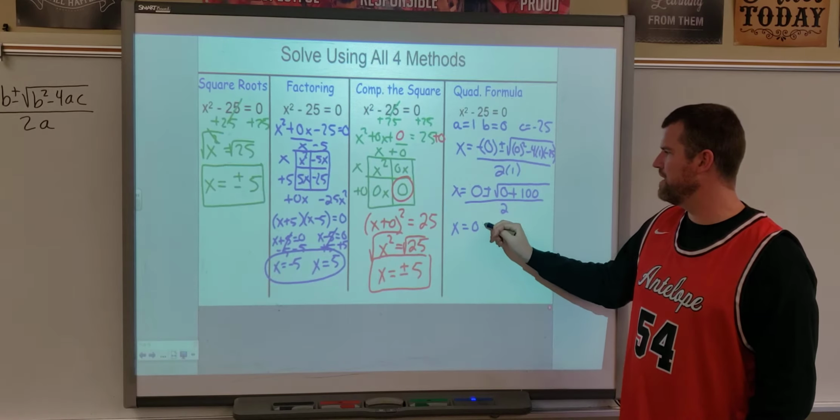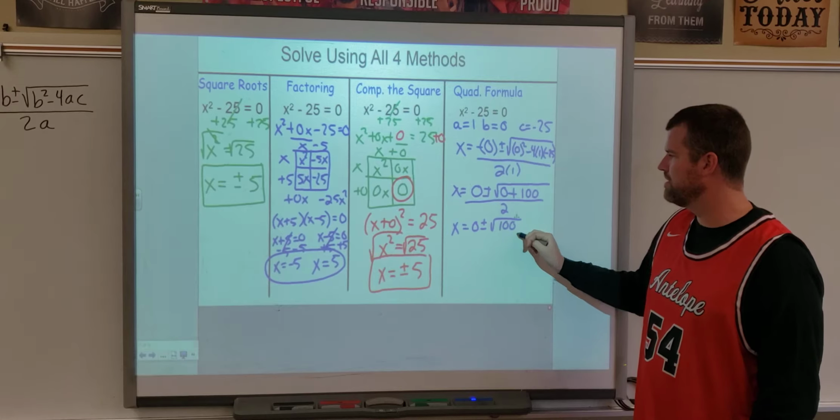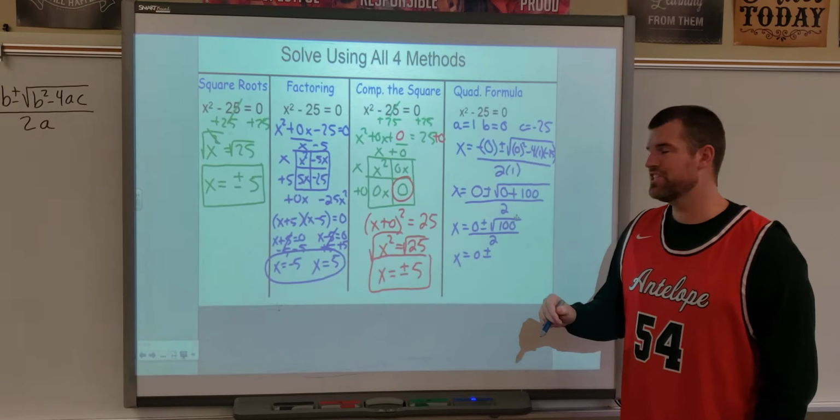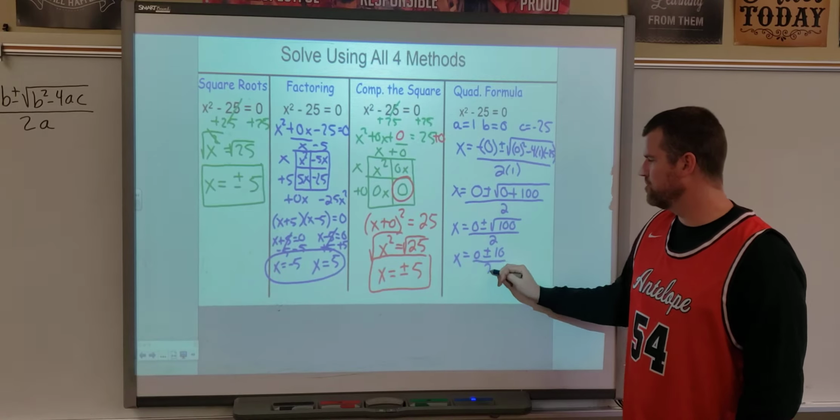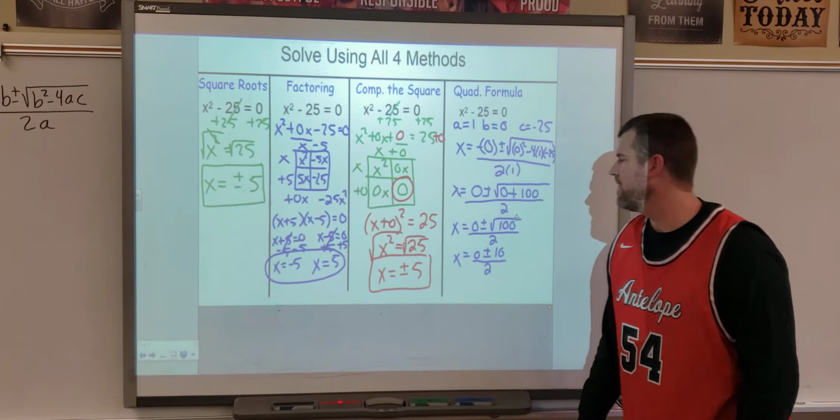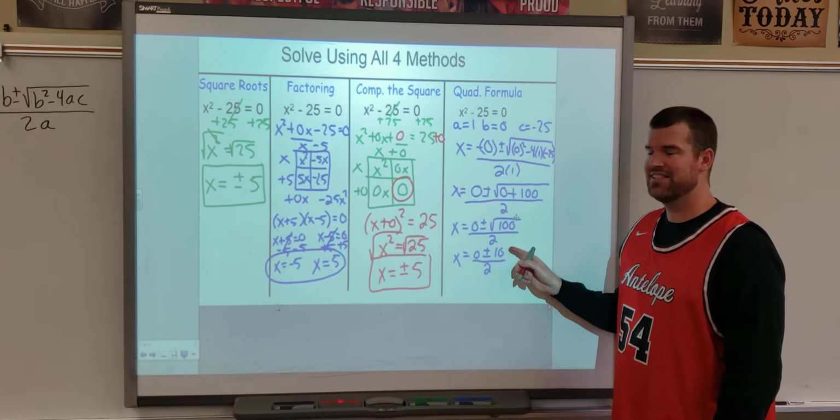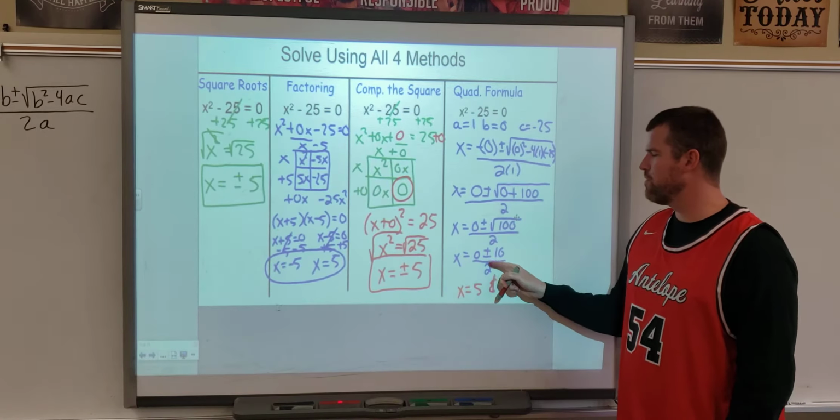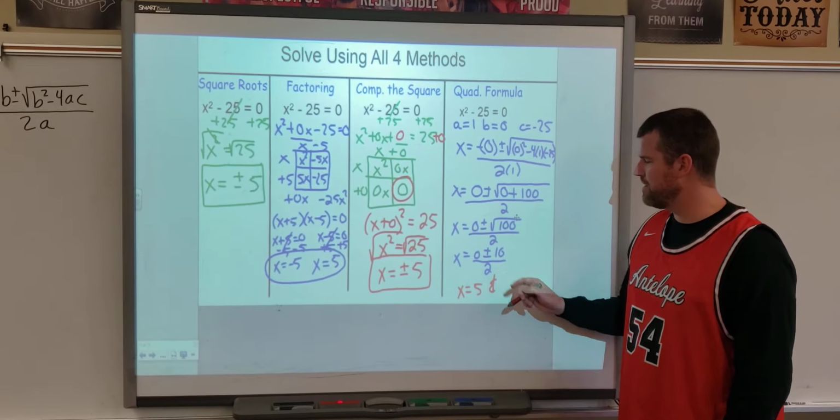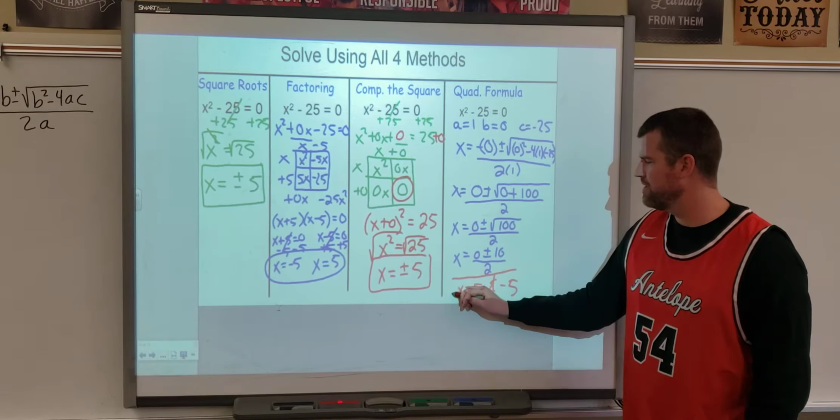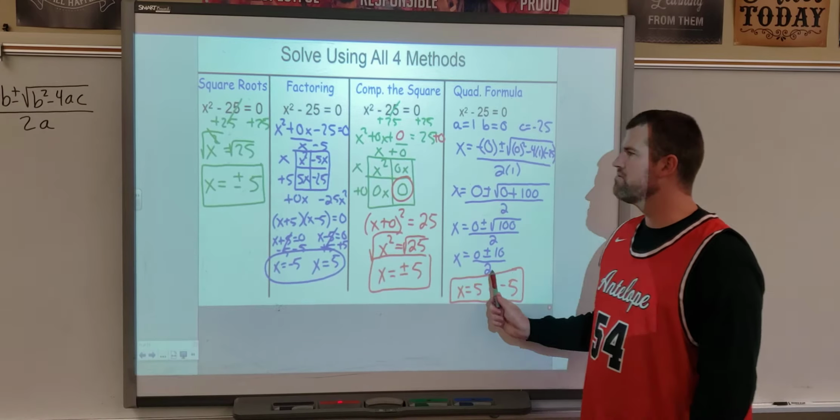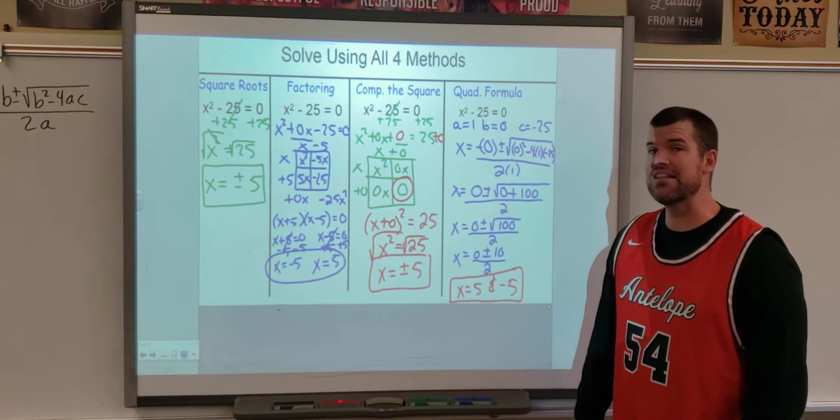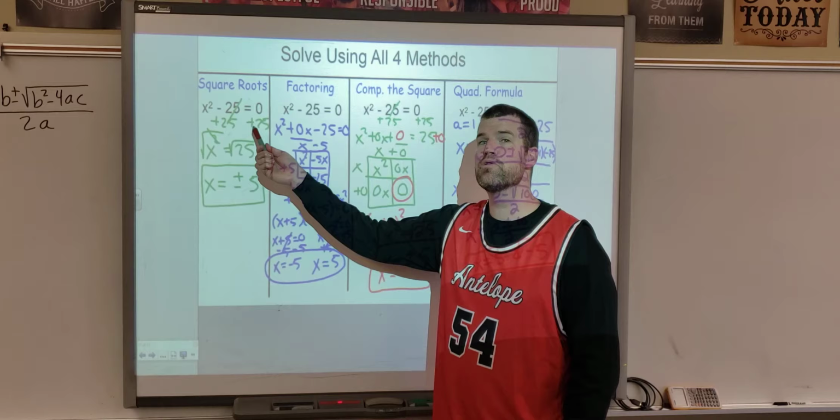X equals 0 plus or minus the square root of 100 over 2. X equals 0 plus or minus the square root of 100, which is 10, over 2. And then I can do 0 plus 10, which is 10. 10 divided by 2 is 5. And then I can do 0 minus 10, which is negative 10, divided by 2, which is negative 5. So this is an example of a problem where we could use all four methods and still get the correct answer. But which one was probably the easiest one for that problem? Probably the square root method, right?